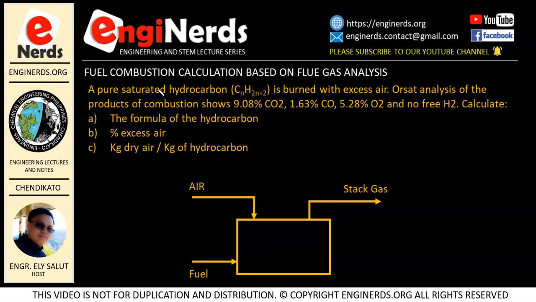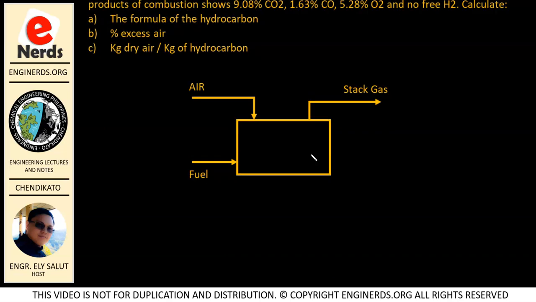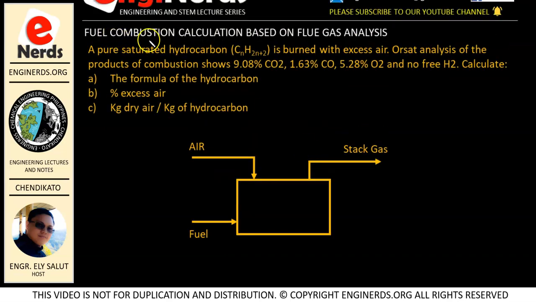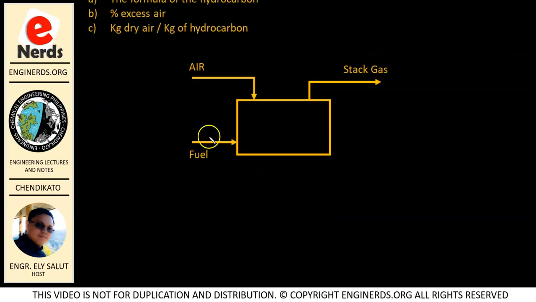Hi guys, today we're going to solve another fuel combustion problem, and this time we're going to do our calculation based on flue gas analysis. So what does it mean? If you remember in our previous problem, we solved our fuel combustion problem based on fuel analysis. So what does that mean? It means that the components of our fuel are given. So based from that, we will be able to determine the other components of our system.